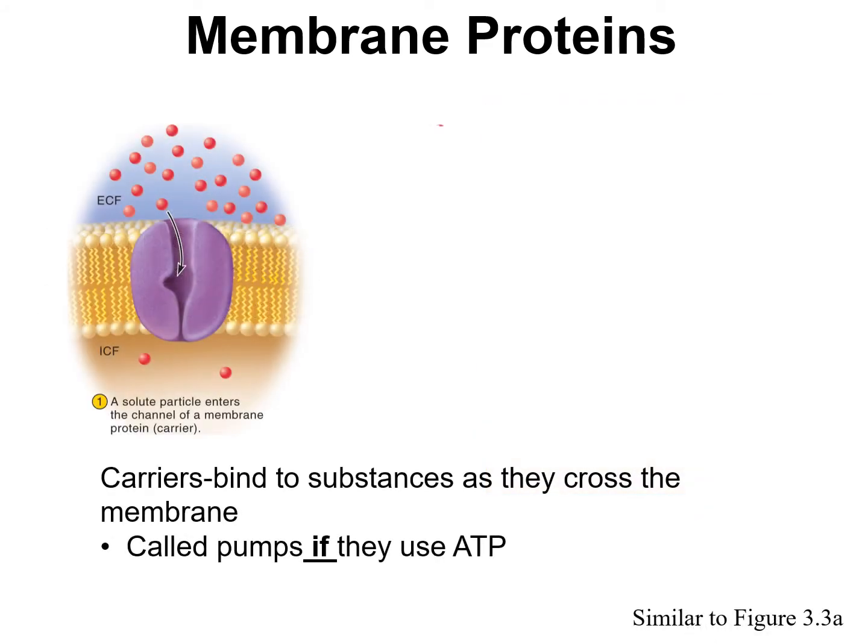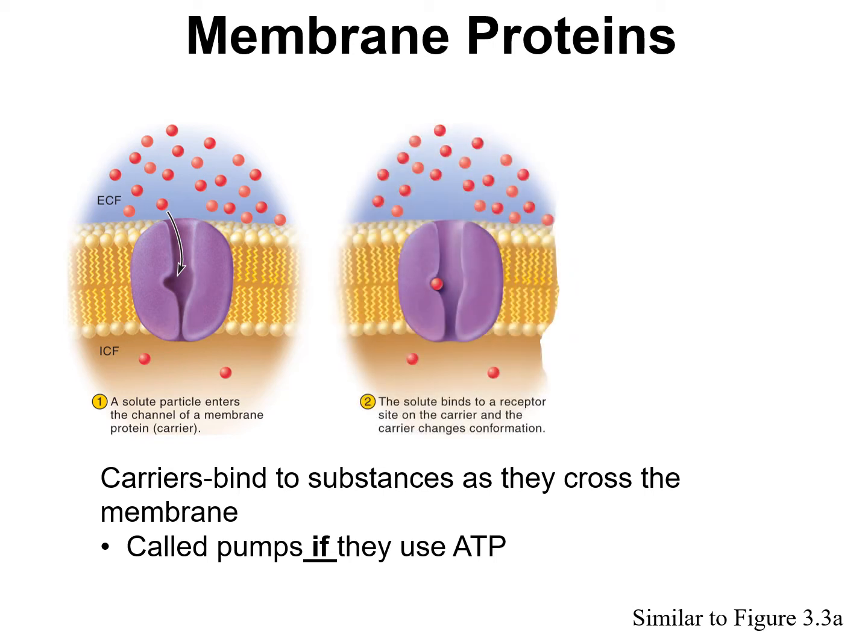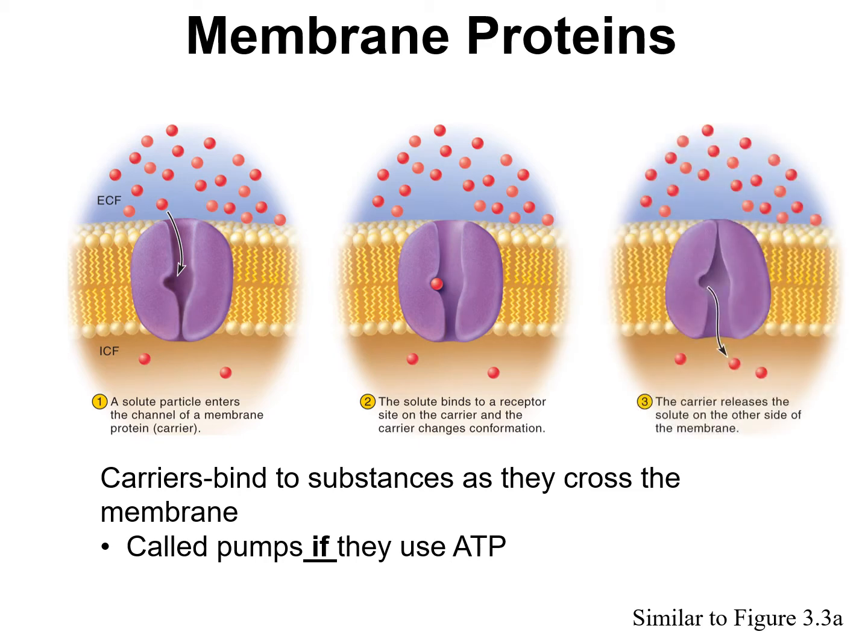This is just another illustration of the action of a carrier protein. You can see here a substance entering the carrier protein and then binding to that carrier protein, changing shape and releasing that substance on the other side of the plasma membrane. This conformational change in shape sometimes requires ATP, sometimes does not. If it requires ATP, then we refer to these carrier proteins as pumps.